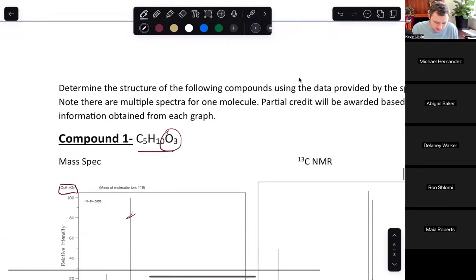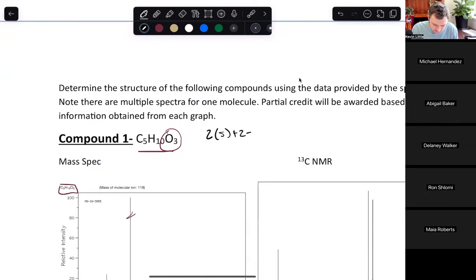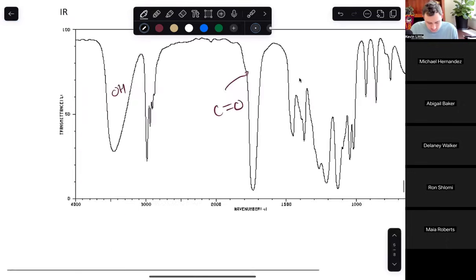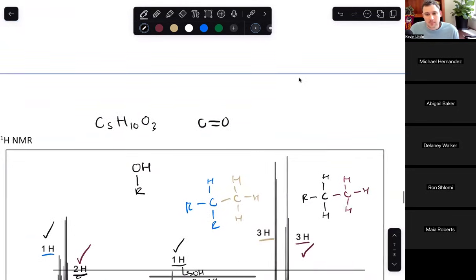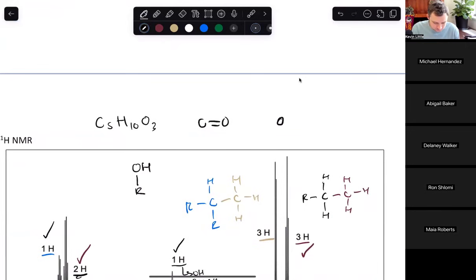Oh, I forgot to do this. Degrees of unsaturation: 2 times carbons plus 2 minus hydrogens, all over 2. 12 minus 10 is 2, over 2 is 1. That's 1 degree of unsaturation, which is explained by my carbonyl. I'm missing one more oxygen.